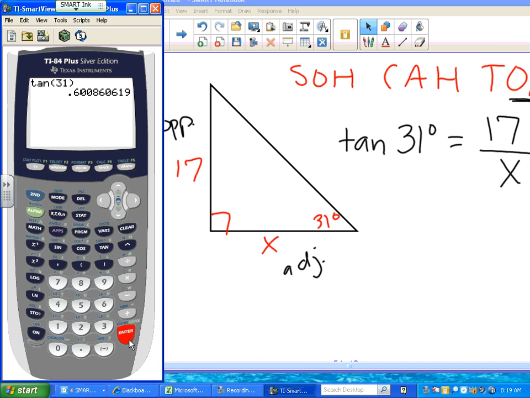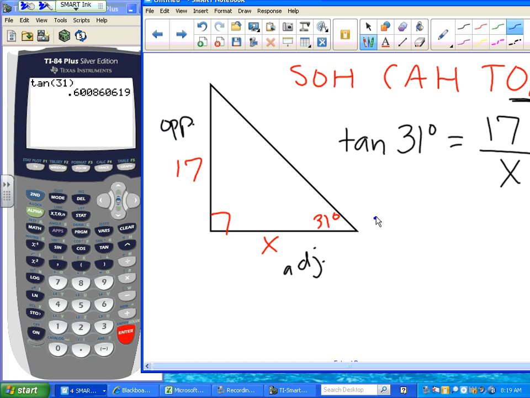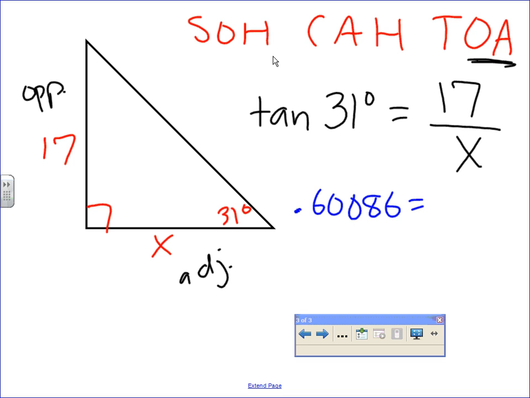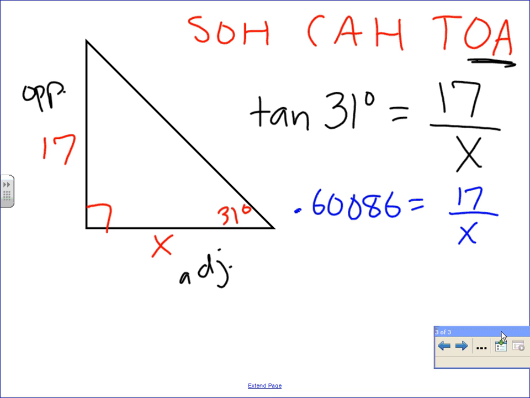Okay. So on our paper, I want you to write down 0.60086. That's enough. We don't have to write everything out. Okay, let me go back to the full screen here. So now we have, it's in degree mode. We found the tangent of 31 degrees. It is equal to 17 over x. Well, we're getting closer to finding x.